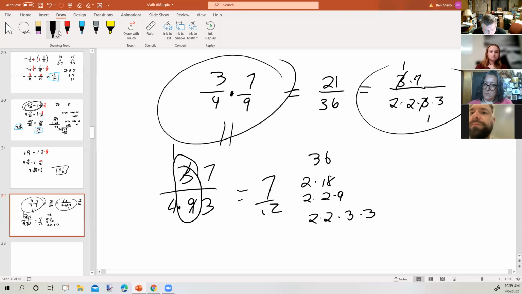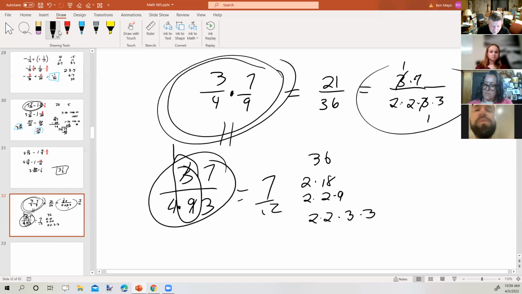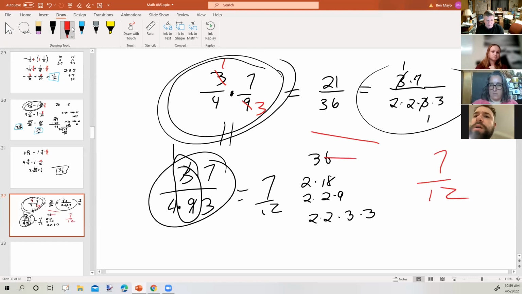Even that's too much work. We don't have to go there. Because these are multiplied together, we can just come in here and say a factor on top and a factor on the bottom reduces down, and there's my final answer, 7/12. Bada boom, bada bing. Did I lose anybody there?